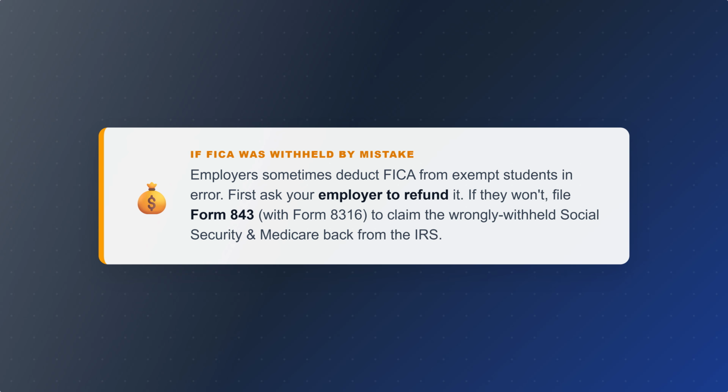Here is a money-saving tip. Sometimes employers wrongly deduct FICA from a student who is actually exempt. If that happens to you, do not panic. First, ask your employer to refund it directly. If they will not, you can file Form 843 along with Form 8316 to claim that wrongly withheld Social Security and Medicare back from the IRS, so you can recover that money.